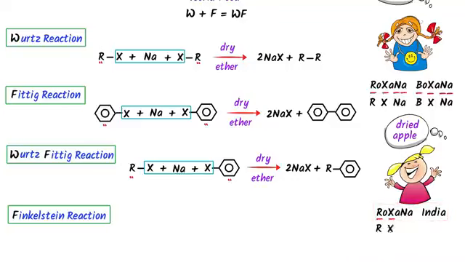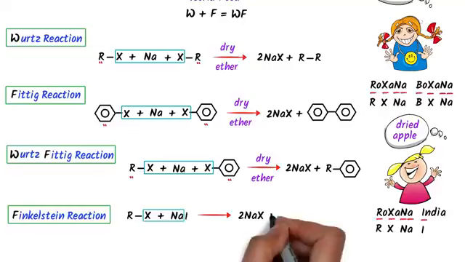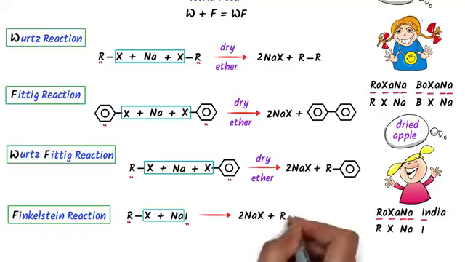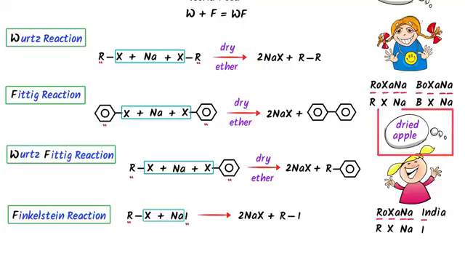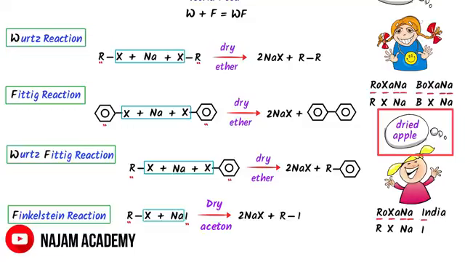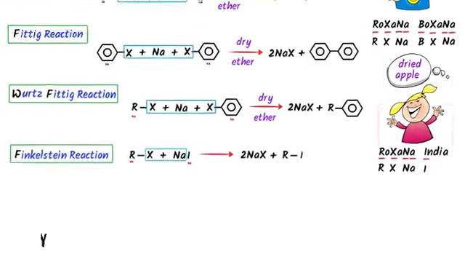Now as usual, I take R and X. Then I take sodium. This I in India stands for iodine, I. We know that metal like sodium loves to react with this halogen. So we get sodium halide plus alkyl iodide. This dry apple means dry acetone. So this is the complete Finkelstein reaction.